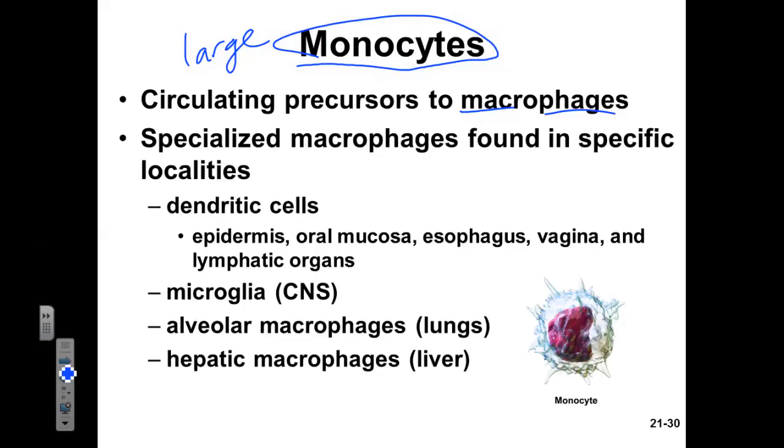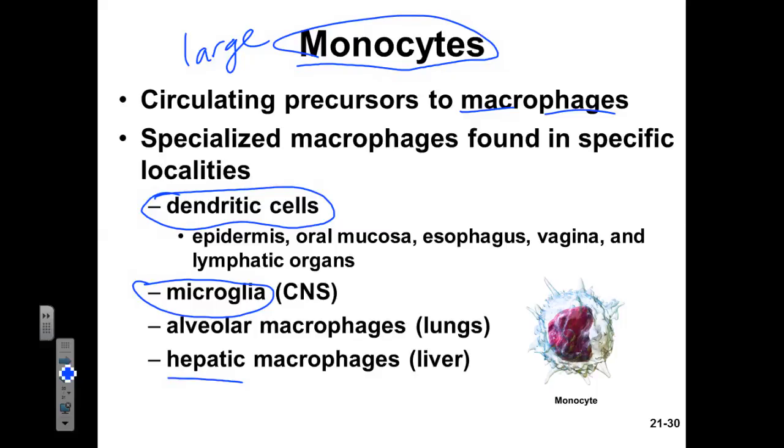Some monocytes are stuck in specific organs or tissues of our body. For example, we have one cell type known as a dendritic cell. This dendritic cell is a special kind of macrophage that's in our skin, in our mucosal linings, and also in our lymphatic organs. We also have a special kind of monocyte in our central nervous system, known as the microglial cell or microglia cell. We have another kind of monocyte that's stuck in our lungs called the alveolar macrophage. And then we have another monocyte that's stuck in our liver that's known as a hepatic macrophage.